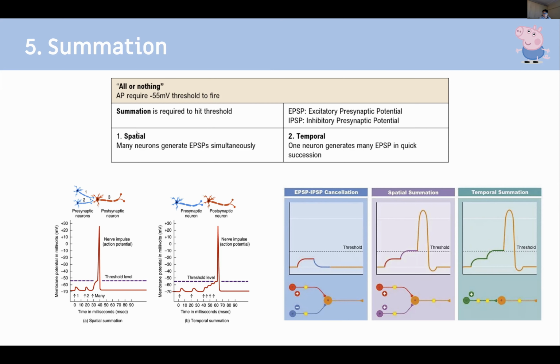One is spatial. This is where we have two neurons sending an impulse at the same time, and it's going to add up together to reach our threshold. We also have temporal. This is where a single neuron sends successive impulses, and this is also going to add up to reach our threshold. And with our excitatory and inhibitory neurons, if they both fire a signal at the same time, these can cancel out, and it won't result in any depolarization.